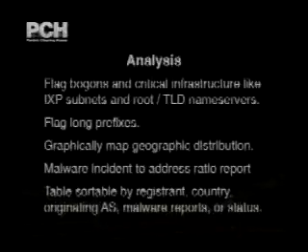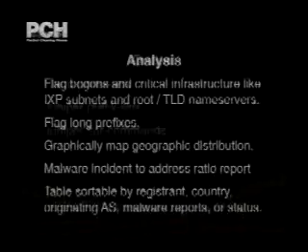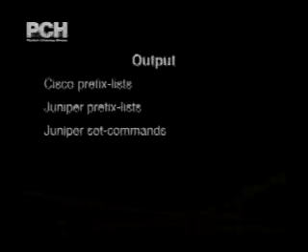We grab malware incident to address ratio statistics from Rick Wesson's outfit, Support Intelligence, and we sum that up into a ratio. And then we put a lot of this stuff up in a table so that you can sort it different ways and look at it and make sense of it. And then for the output, we do Cisco prefix lists, Juniper prefix lists, and Juniper set commands.